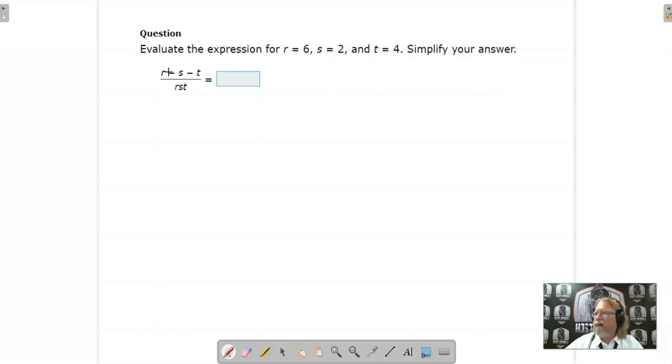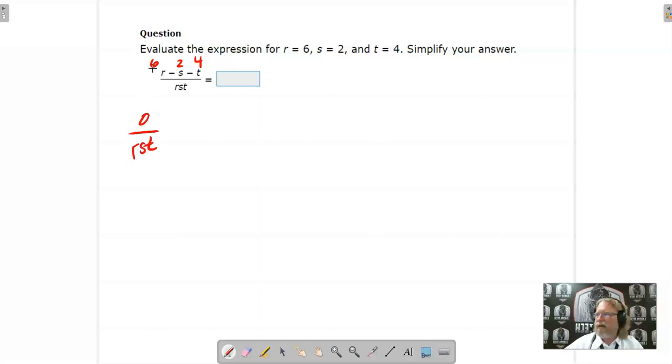Here I have, let's see, they're all positive. So this might work out pretty nice. I can do 6 plus 2 plus 4. Once you start getting the hang of it, if you want, you can take these type of shortcuts. So 6 minus 2 is going to be 4, and 4 minus 4 is 0. So I have 0 over whatever RST is.